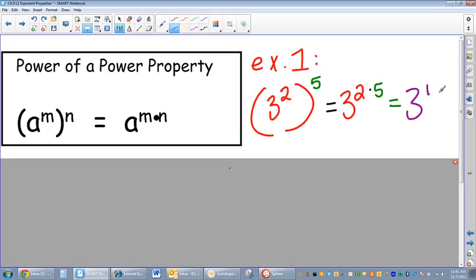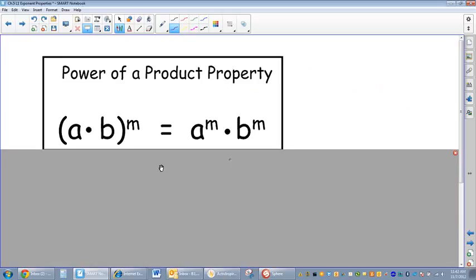That is the power of a power property. Power of a power. Alright, we have 2 more properties to go here. Power of a product property. Power of a product.